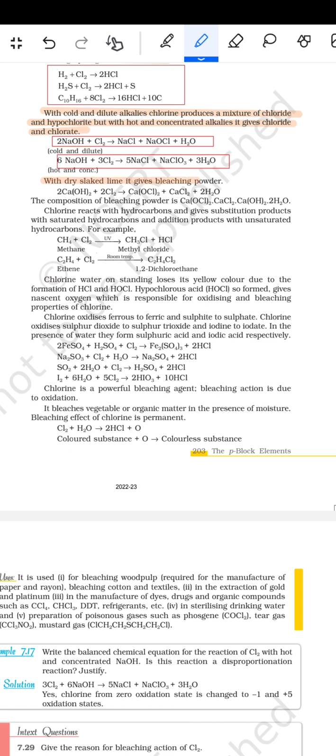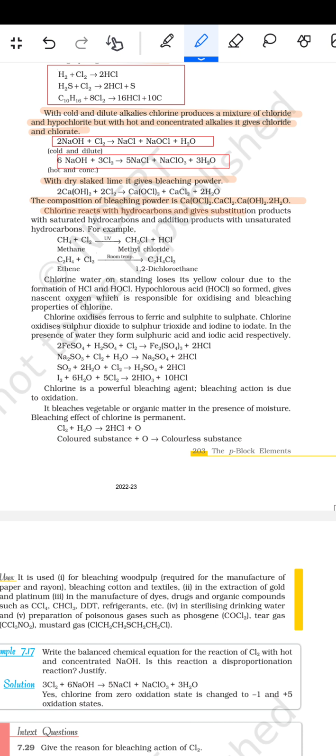With dry slaked lime, it gives bleaching powder: Ca(OH)2 plus Cl2 gives CaOCl2 plus H2O. The composition of the bleaching powder is CaOCl2 dot CaCl2 dot Ca(OH)2 dot 2H2O.